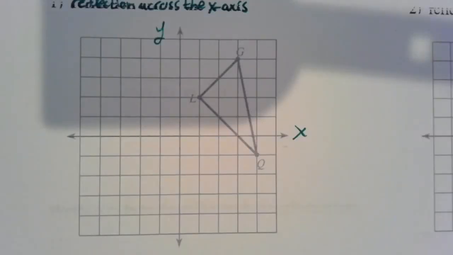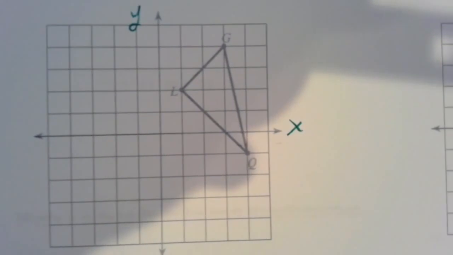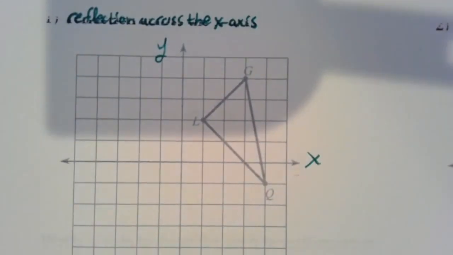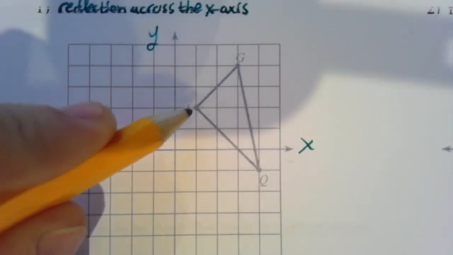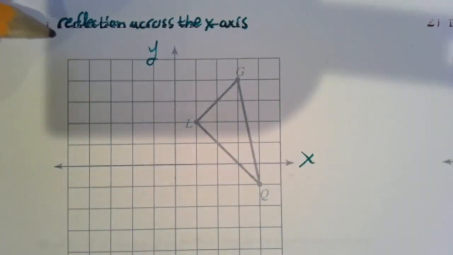All right, in this video, we're just gonna get some practice on how to do some basic reflection transformations, just some very introductory stuff. So here I've got a triangle LGQ, and it says that we want to do a reflection over the x-axis or across the x-axis or about the x-axis. All of those would be the same thing. It's just over the x-axis.